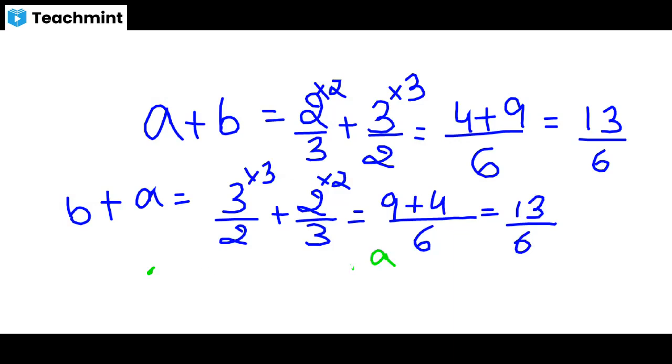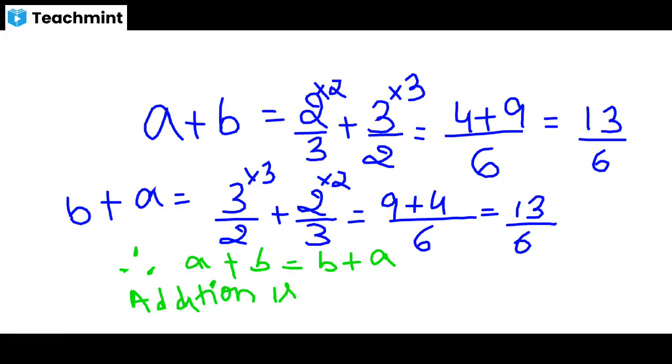So conclusion, what you can write? Addition is commutative for rational numbers.